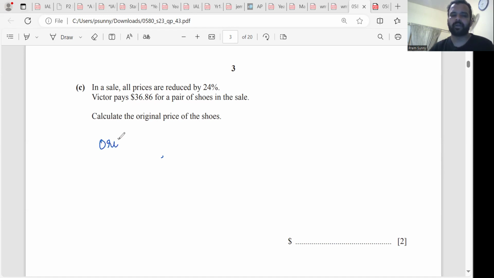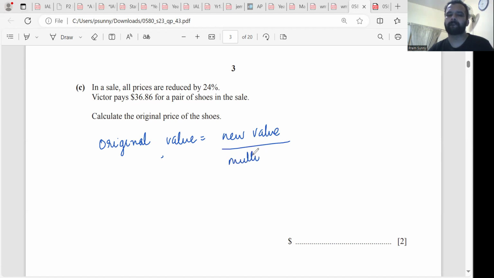So we know the formula here. Original value is equal to new value divided by the multiplier. Now, new value, Victor pays $36.86. So new value is 36.86. Multiplier, it is getting reduced by 24%. So 100 minus 24 will give me 76%.